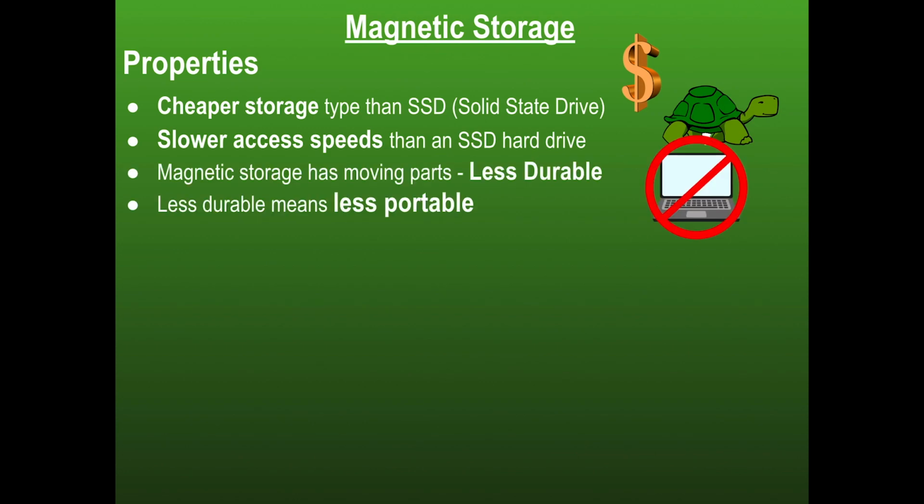So magnetic storage, because it has those movable parts, is also less durable. When we talk about durable, that's how easy it is to break or get damaged. And because it is less durable, that also makes it less portable. So if you had a laptop with a HDD in it, it's more likely to get damaged when you're moving it around or begin to have issues reading and writing data.